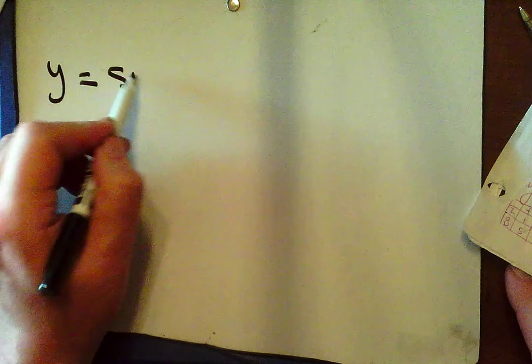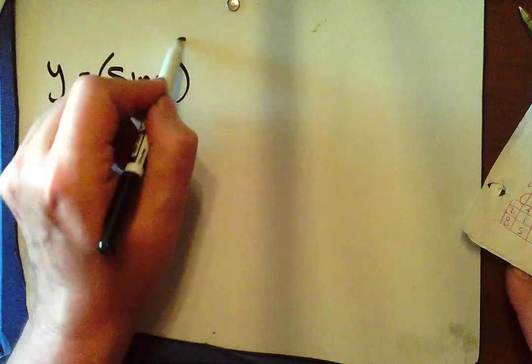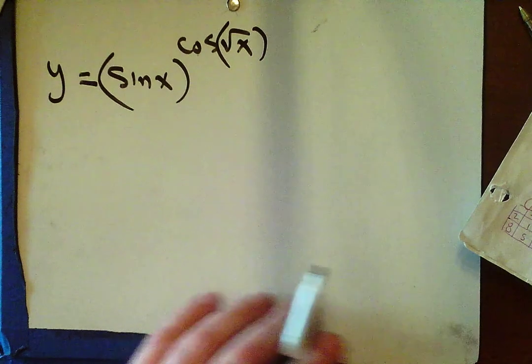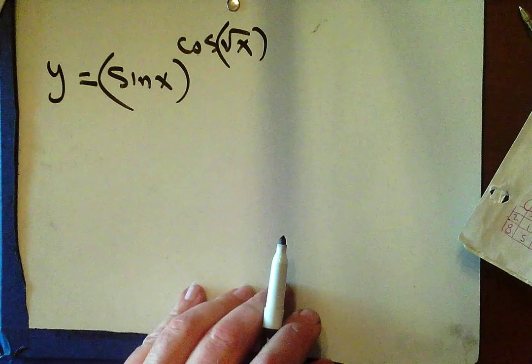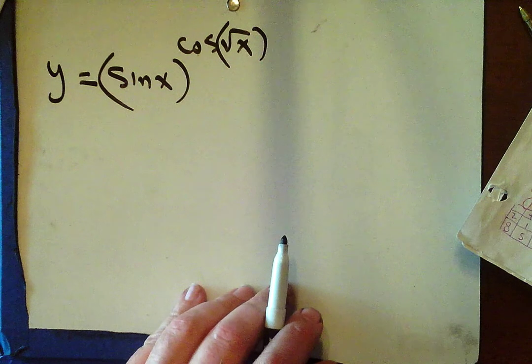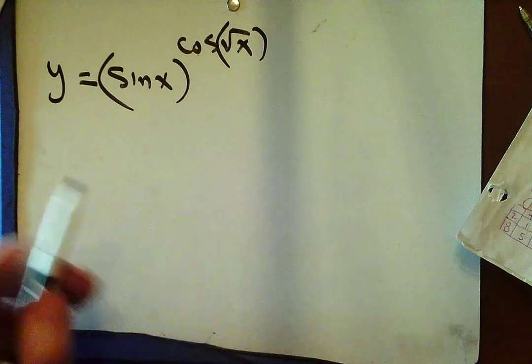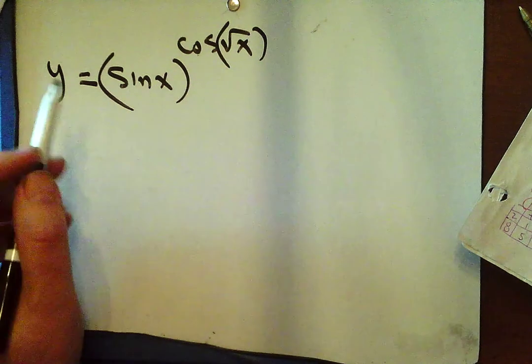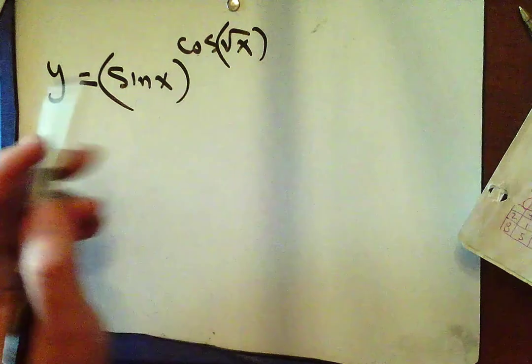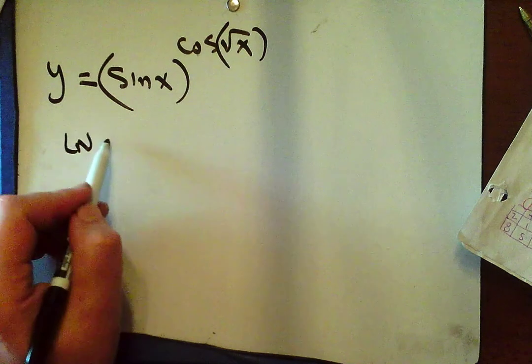So, how about this one? Y equals sine x raised to the cosine of square root of x. What do you get here? Okay, so we know this is logarithmic differentiation because I have a function raised to a function. So let's take the ln of both sides.